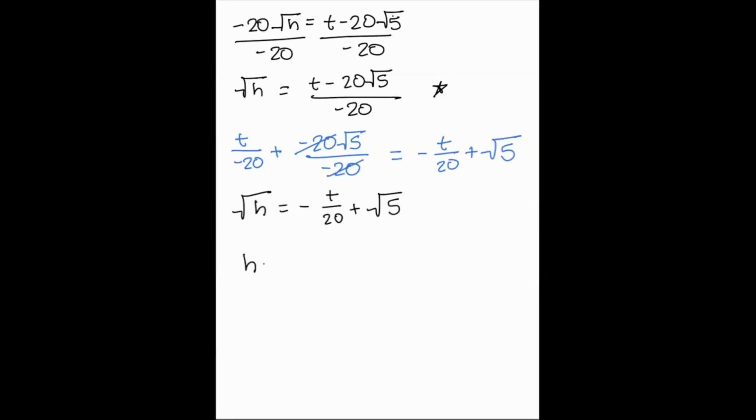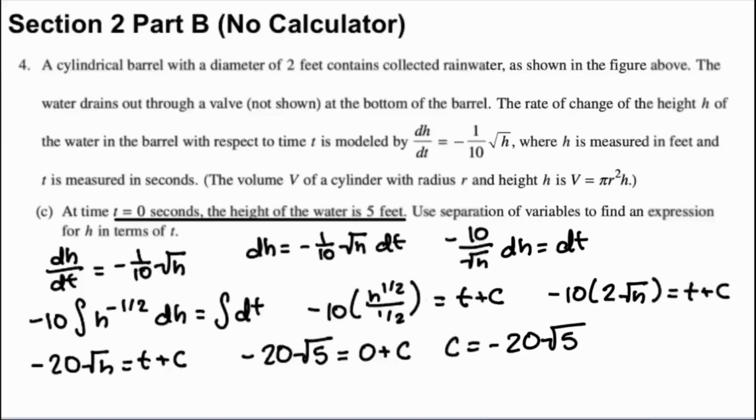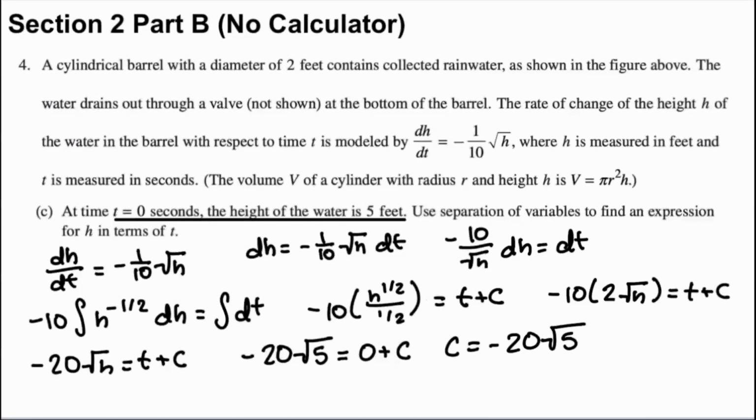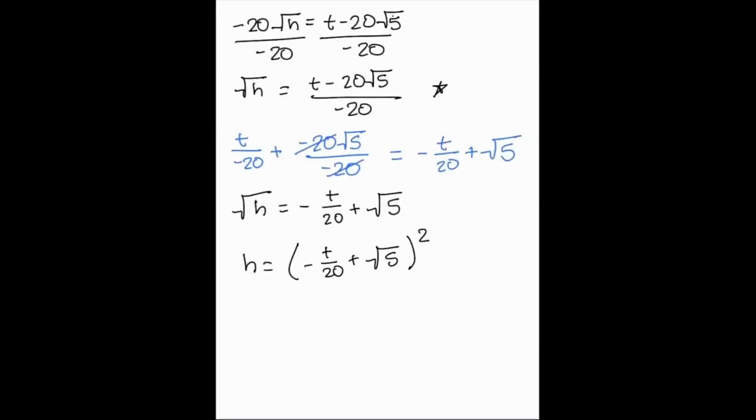So we get that h is equal to negative t over 20 plus root 5 squared. And that addresses the answer to find an expression for h in terms of t. This would be our final answer. Again, I do apologize for the vertical layout. I did not allocate a separate page for this, as I thought I could do it all in one, but clearly I couldn't. But here's our final answer, and that is going to wrap up our question 4.